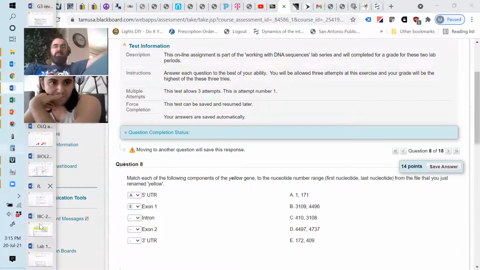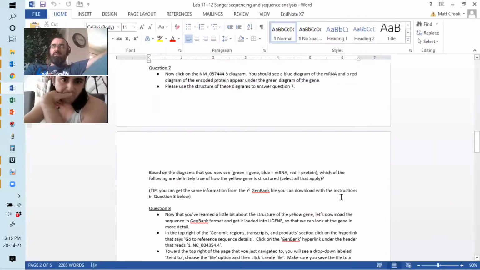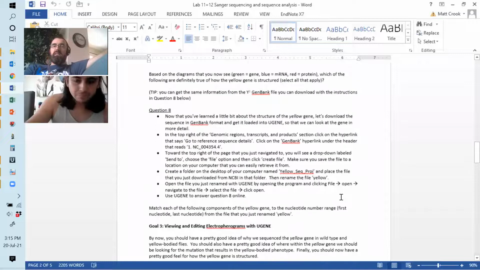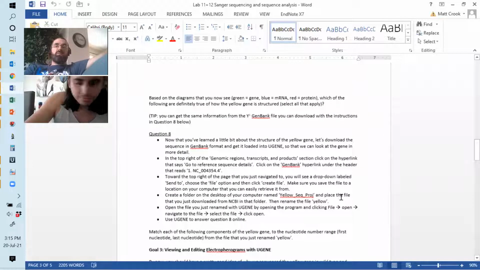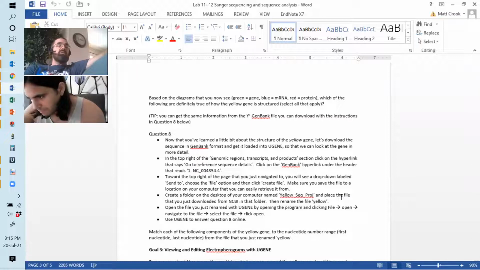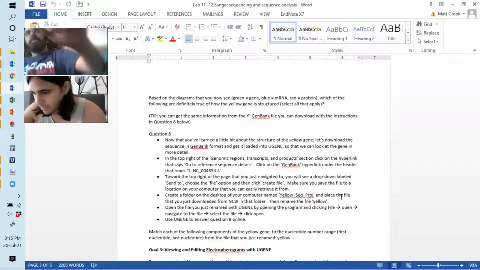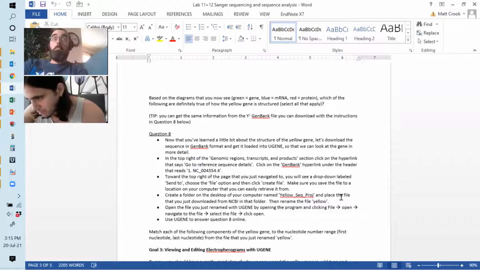And I believe the final thing is getting the actual gene sequence. So there's no question associated with this. We're going to use this sequence in UGene to, oh no, we're actually going to use UGene. I'm sorry, I was just reading ahead.